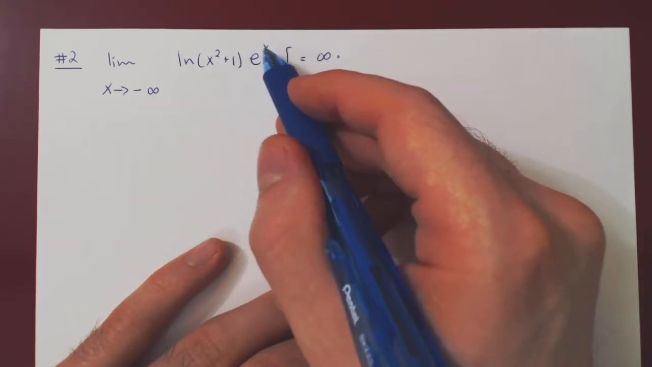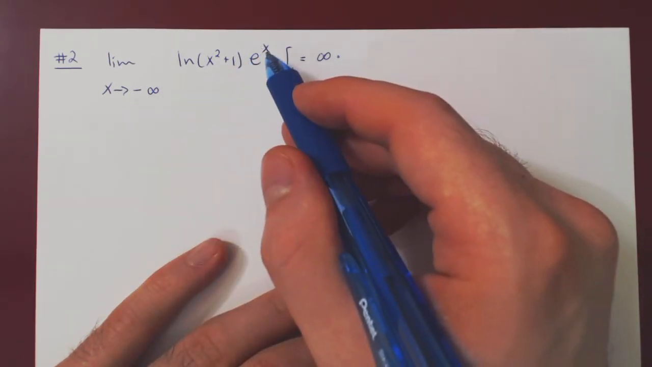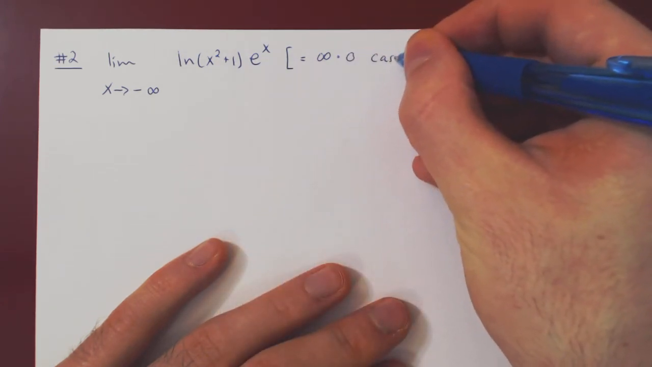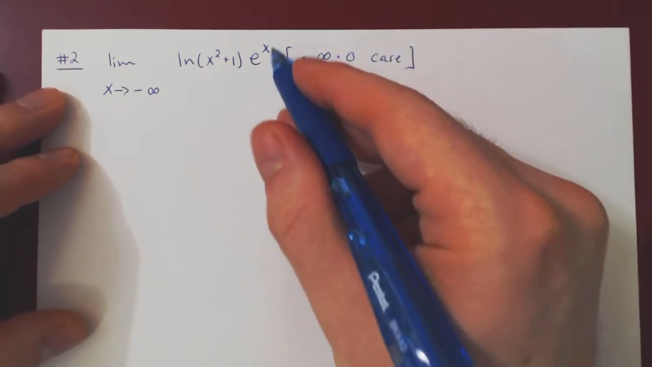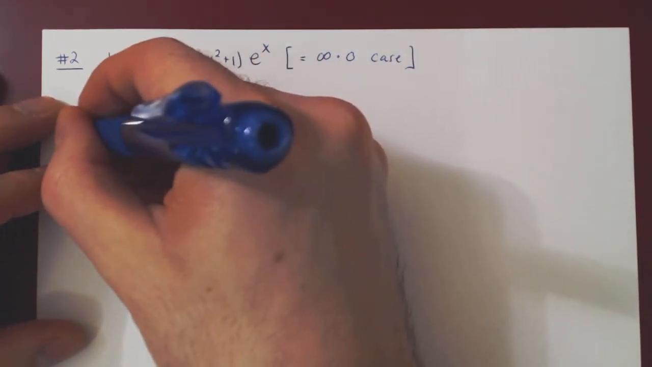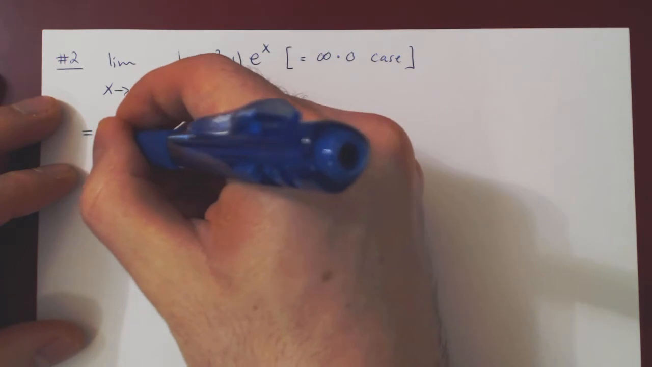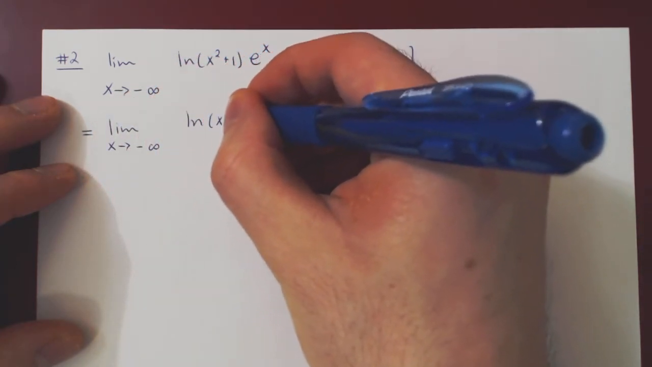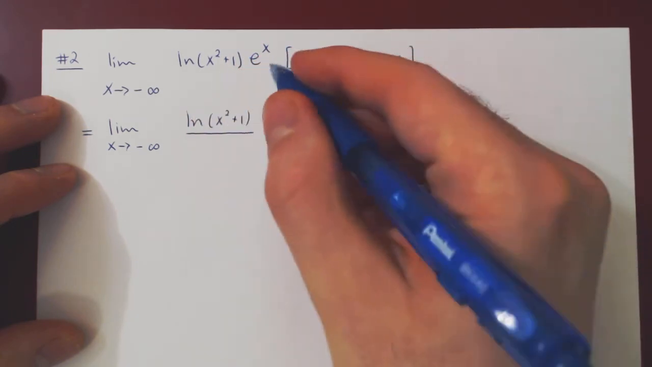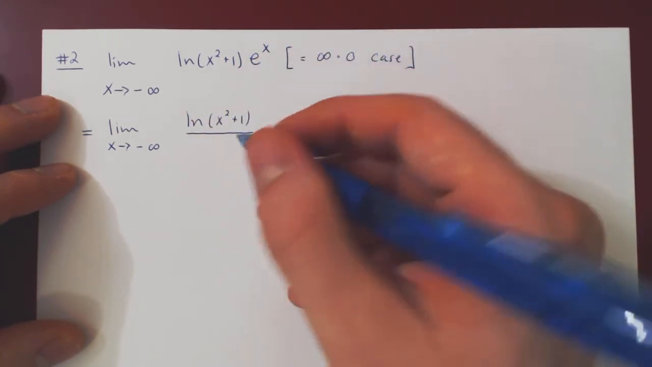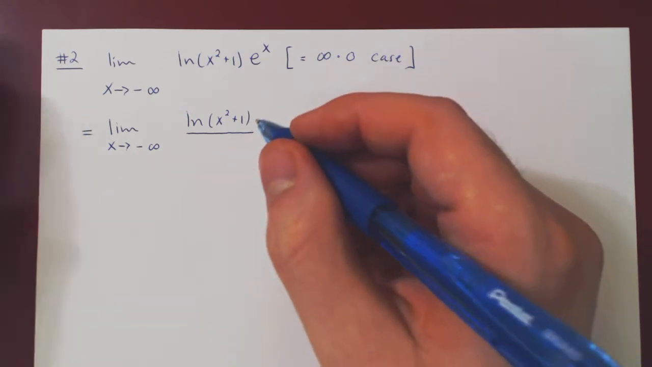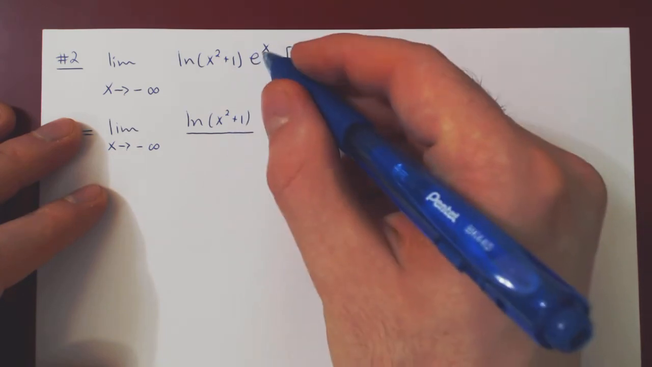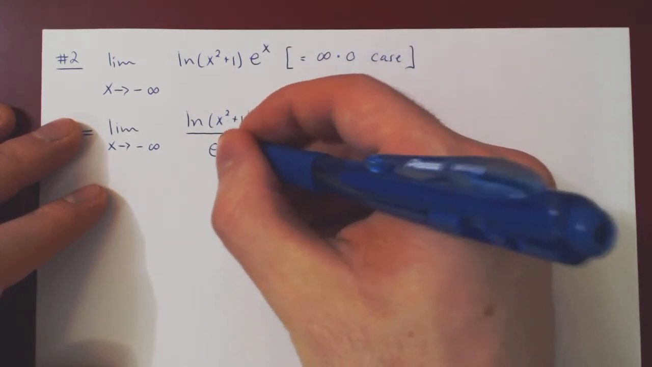Now, e to the x, as x goes to negative infinity, e to the negative infinity is 0, so we have an infinity times 0 case. And we'll send the exponential to the denominator. You can think of it as 1 over e to the x, but in simpler terms, thinking of the derivative next, e to the x, if you send it down, you negate the exponent, so just e to the negative x.